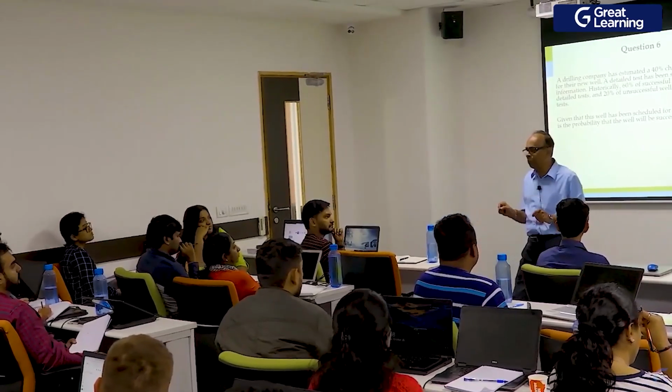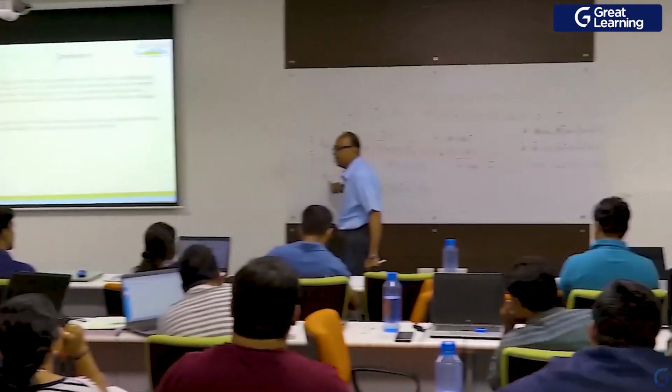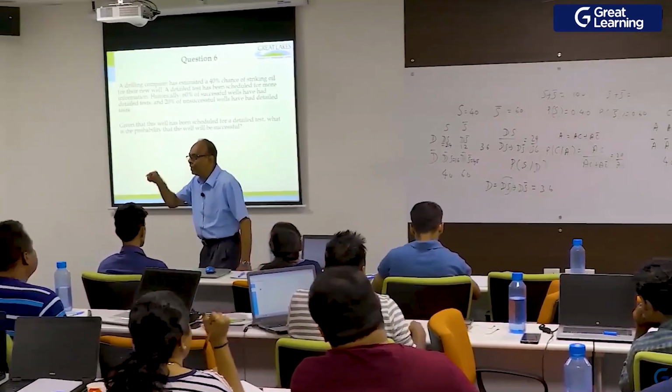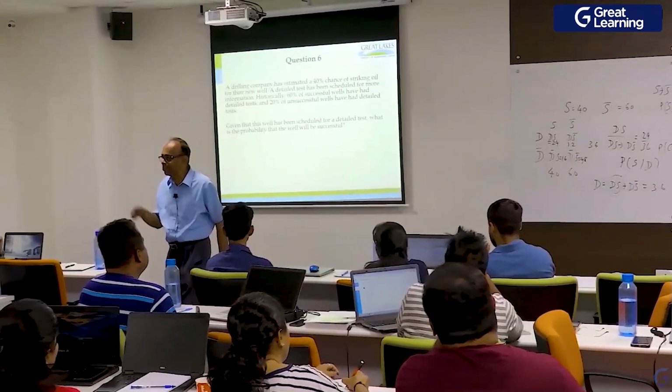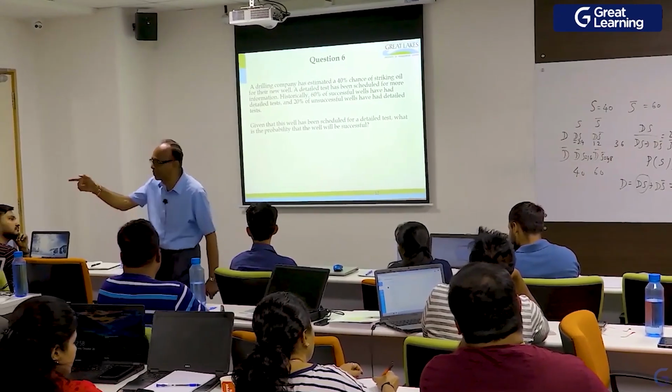But the basic principle of Bayes' theorem is, when I multiply this by 60%, it is the prior conditional probability. Out of the 40, 60% underwent detailed test. So 60% of 40, detailed test given success, into success, I multiply. Whereas I want success given detailed test.